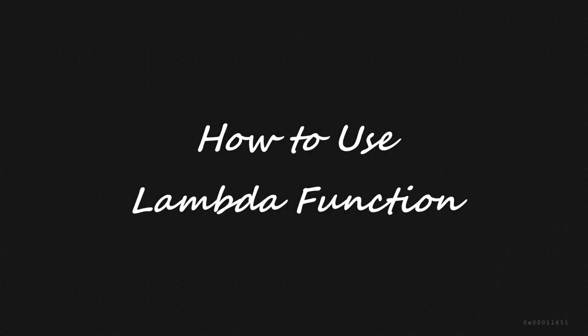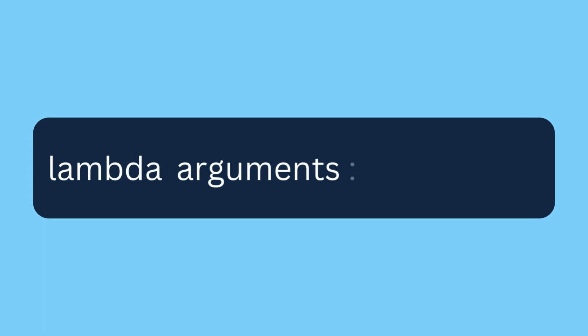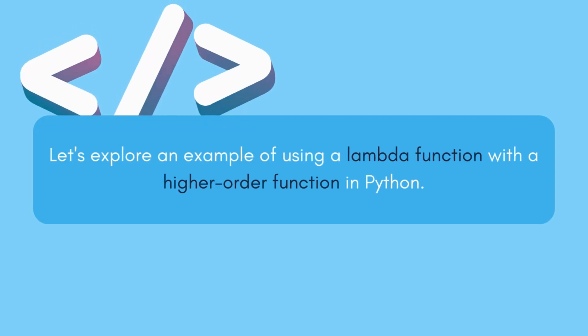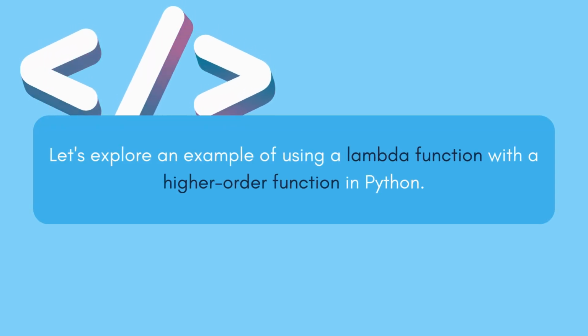Now, how do you use Lambda functions? It's simple. A Lambda function is defined using the keyword lambda, followed by the input parameters or arguments, then a colon, and finally the expression that the function will evaluate and return. Let's explore an example of using a Lambda function with a higher order function in Python.